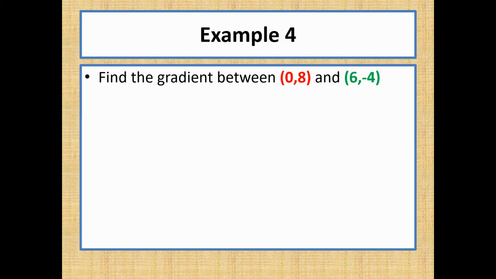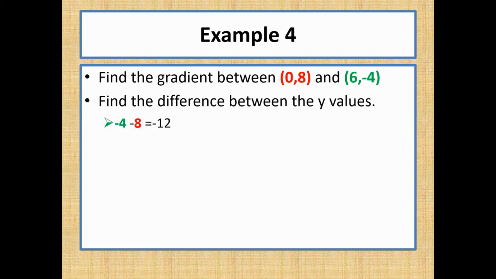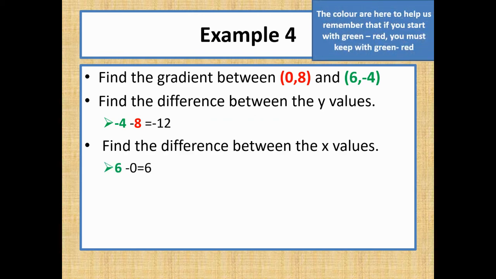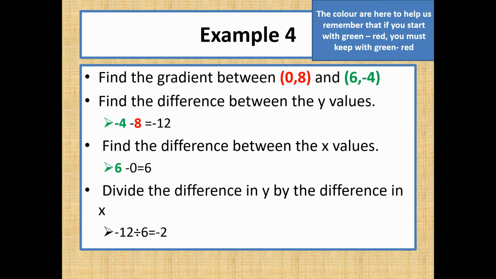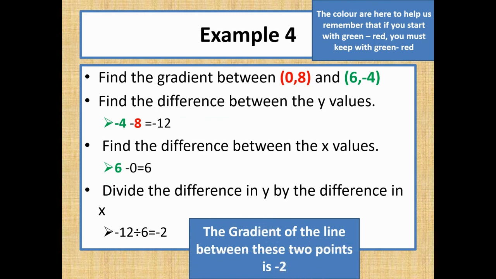Okay, just quickly going through this, we work out the difference in y values first. We start again: minus 4 minus 8. You should be comfortable calculating with negative numbers, okay? It gives you minus 12. And then the difference in x values would be 6 minus 0, which is 6. Then the difference in y divided by the difference in x would be minus 12 divided by 6, which is minus 2. Okay, so this line has a negative gradient of minus 2. So please correct it if you made a mistake.